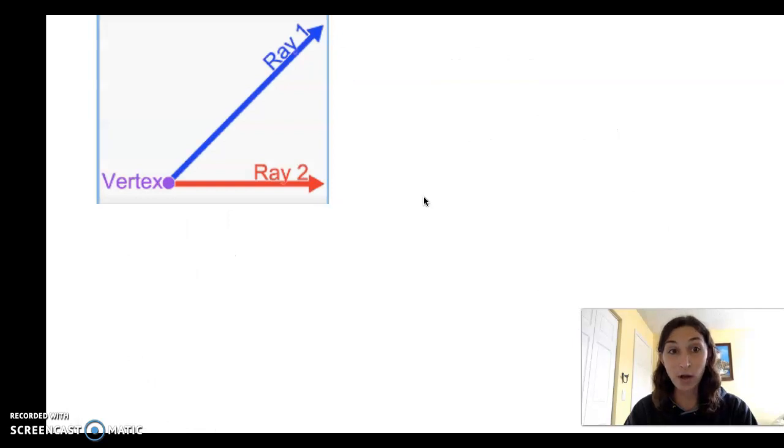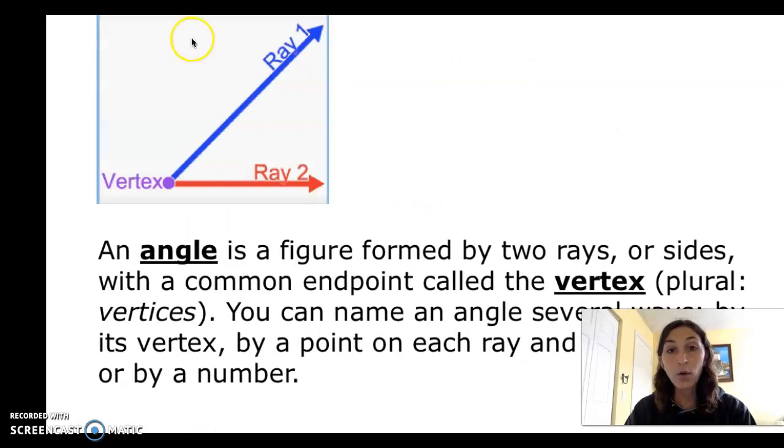So here is an angle. What we need to know about an angle is it is formed by two rays or sides with a common endpoint called the vertex. You can see here, this is the vertex of my angle. It's the point at the very tip. And an angle is actually made by two rays. I can see one ray over here and one ray over here. These rays have this common endpoint, which is the vertex, and that forms an angle.